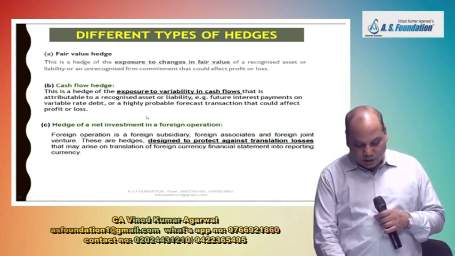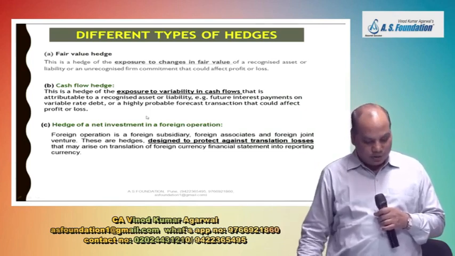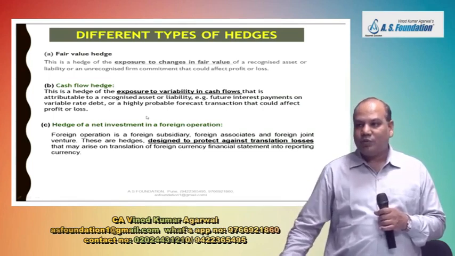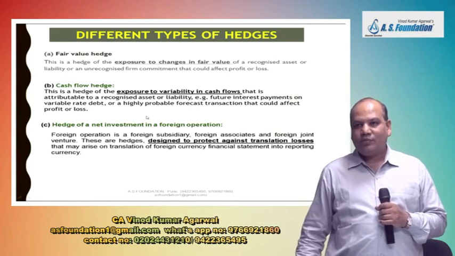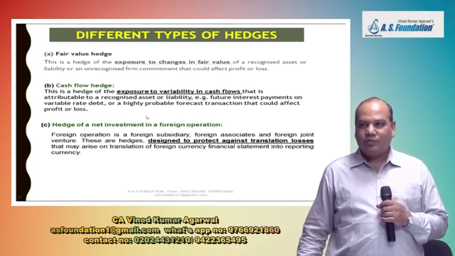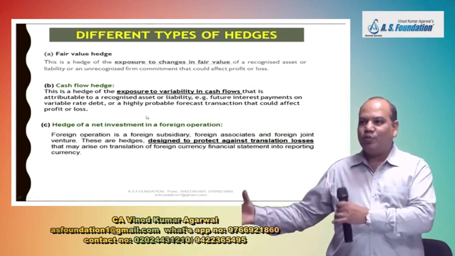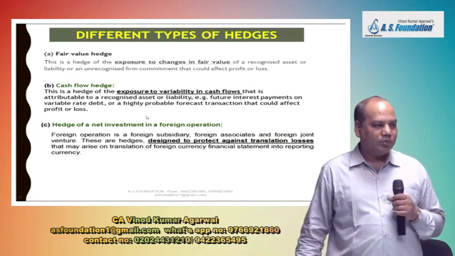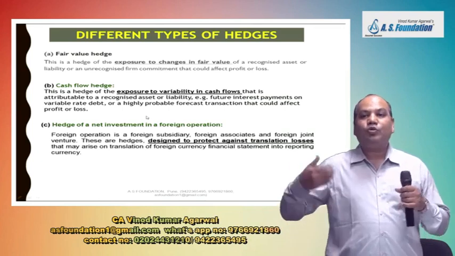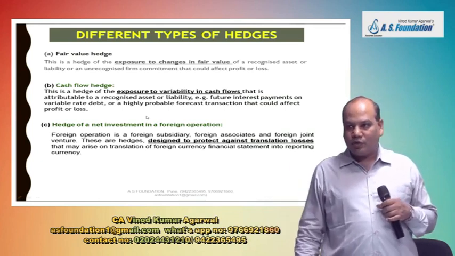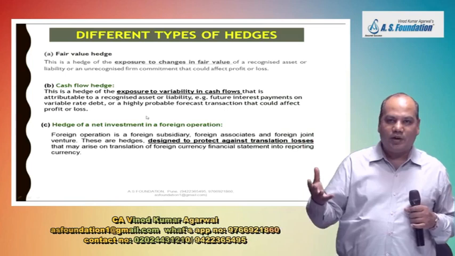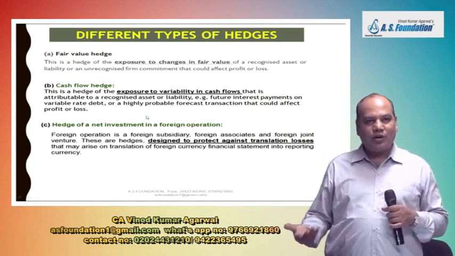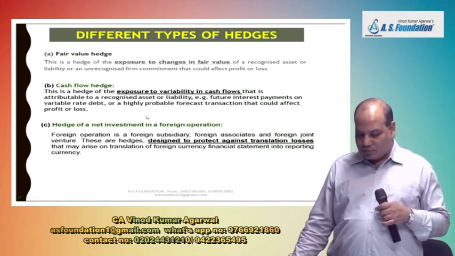ASF Limited has a highly probable sale of commodity in future. So if you have to sell something in future, here also there is a cash flow risk. Selling price per unit may fall and your cash inflow will be lower. Or if you want to purchase a highly probable forecast transaction, you want to buy inventory, price may go up. So to hedge this, you can take a future or a forward contract.